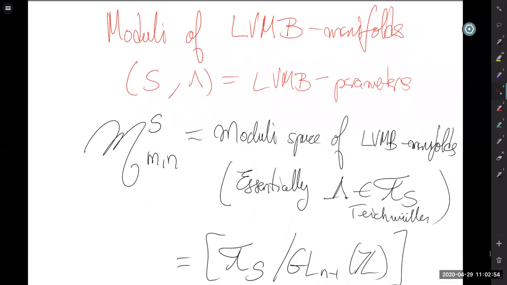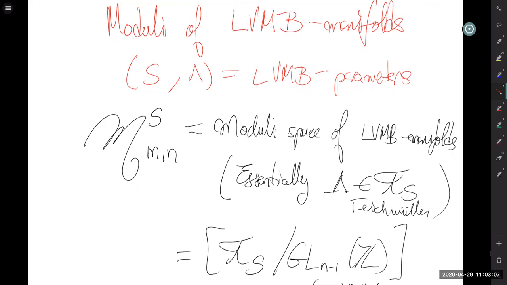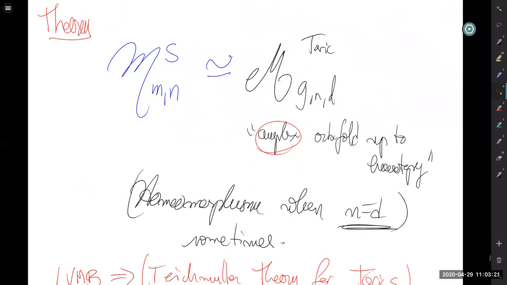Now, if you want to go back and think of the moduli space of LVMB manifolds as a stack, the moduli stack of LVMB manifolds, using its corresponding deformation theory that has been developed by Laurent Meersseman, you can consider this moduli space, and you can consider this Teichmüller space of lambda parameters. Another result is that this moduli space of genus G quantum toric varieties, including the commutative and the non-commutative ones, is a complex orbifold, well, up to homotopy.